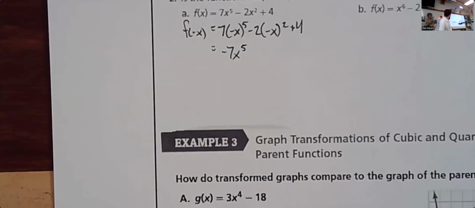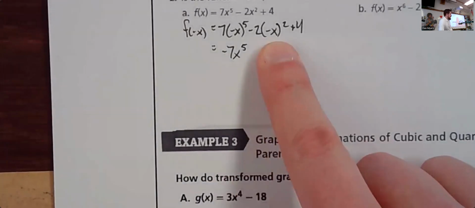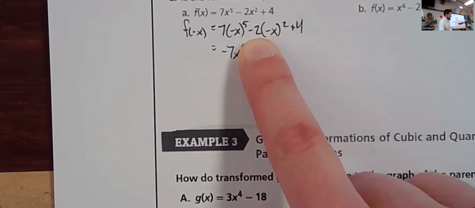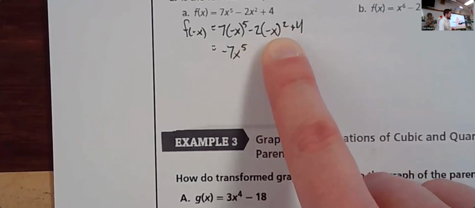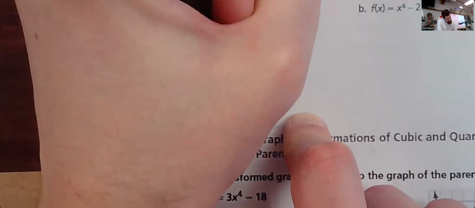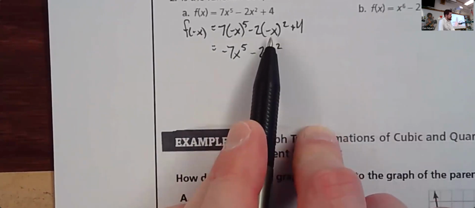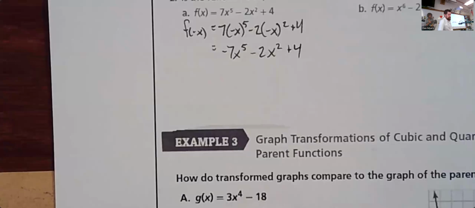If this value is squared, so even exponent means that'll be a positive x squared. So this will still be a minus, and this will just be 2x squared. So we're going to write minus 2x squared. Otherwise, it would have been minus 2 times the opposite of x squared, which would be positive 2x squared, but that turned into a positive, which means that remains negative. And then we're going to write plus 4.